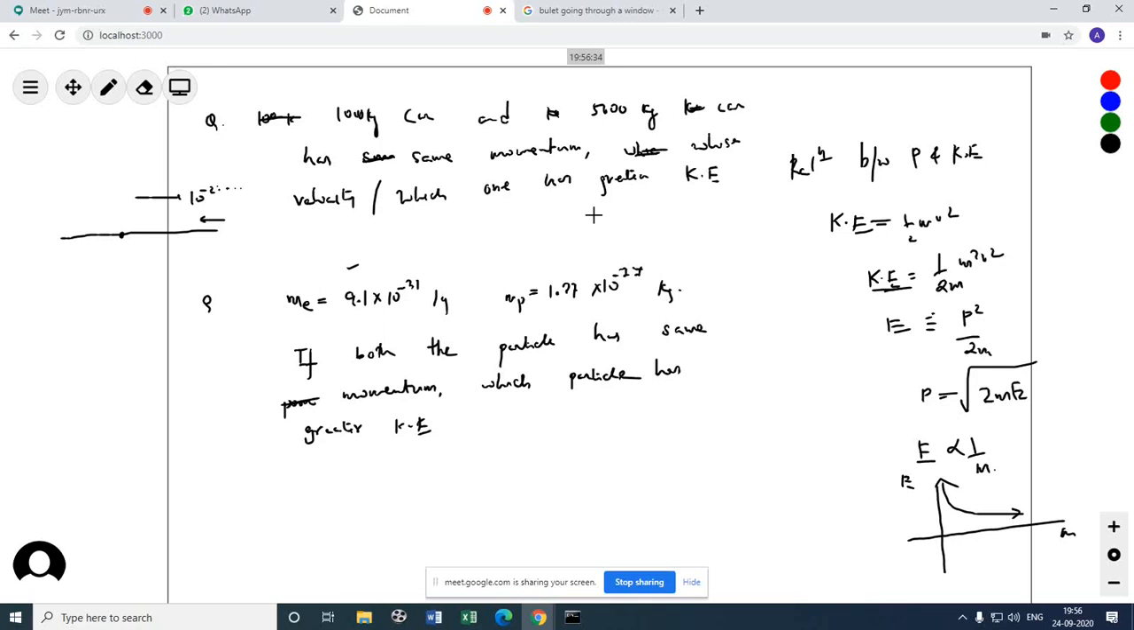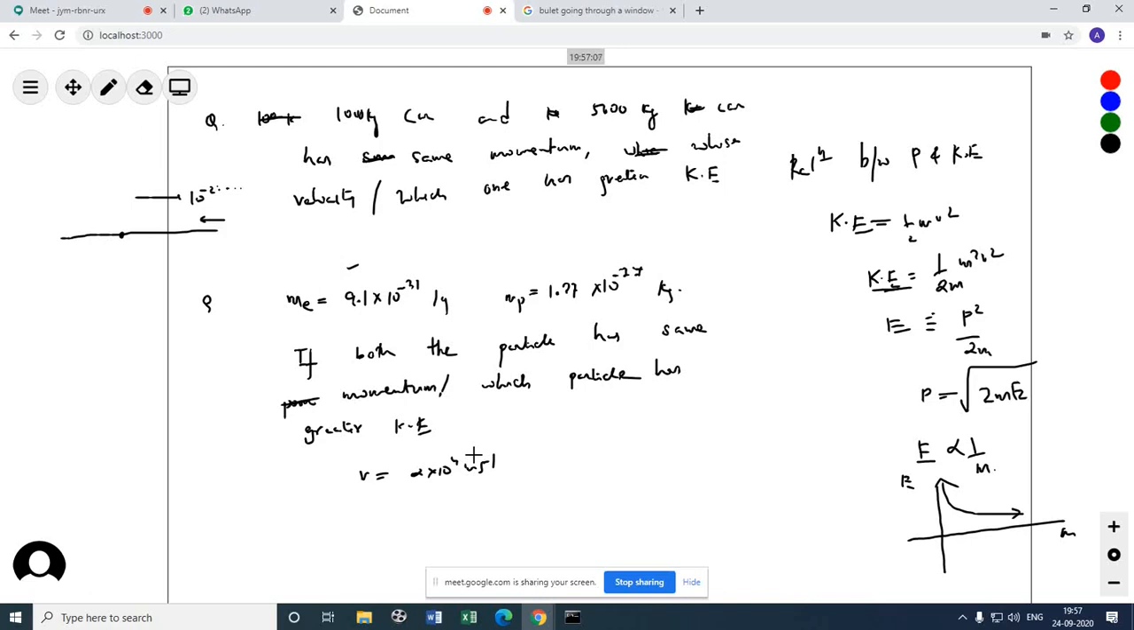So electron and proton, which one will have greater kinetic energy? Definitely the electron will have greater kinetic energy. I can ask another question also. Instead of giving the same momentum, I can give a velocity of 2 into 10 to the power 4 meter per second to both of them. Now you calculate and tell me which one has greater kinetic energy.